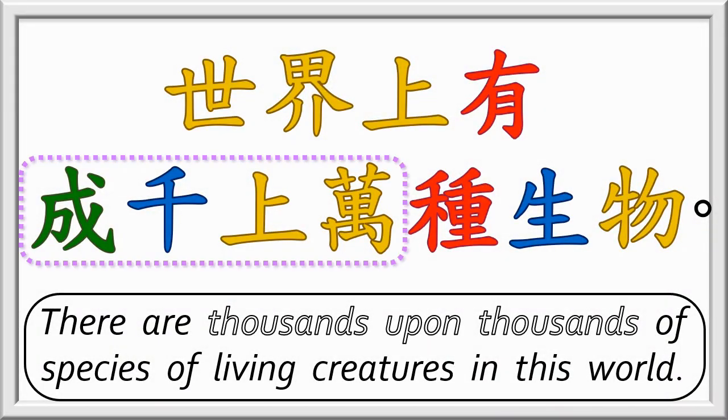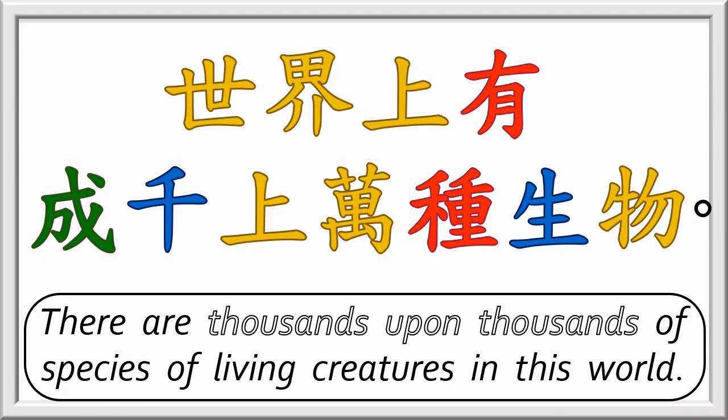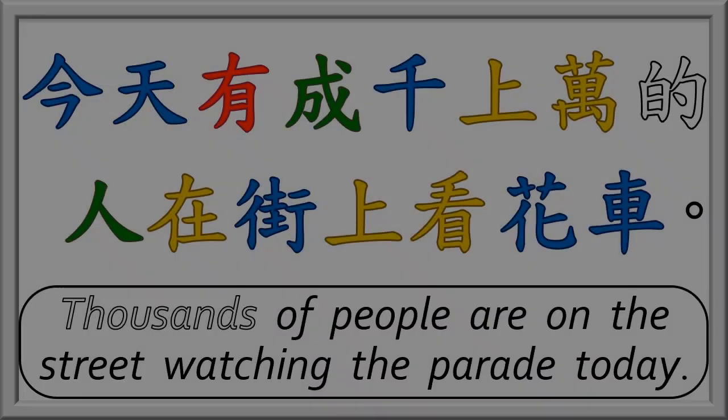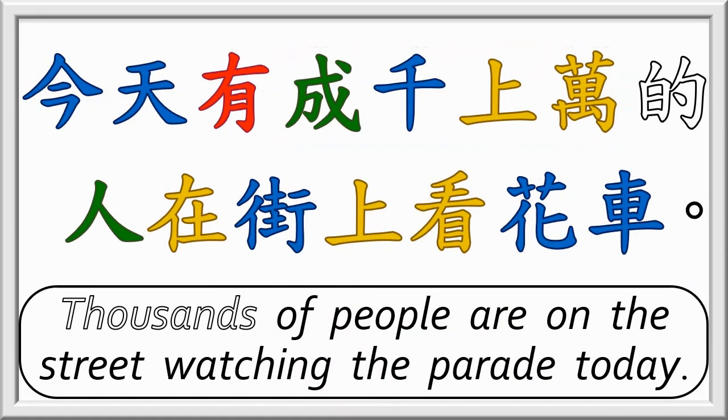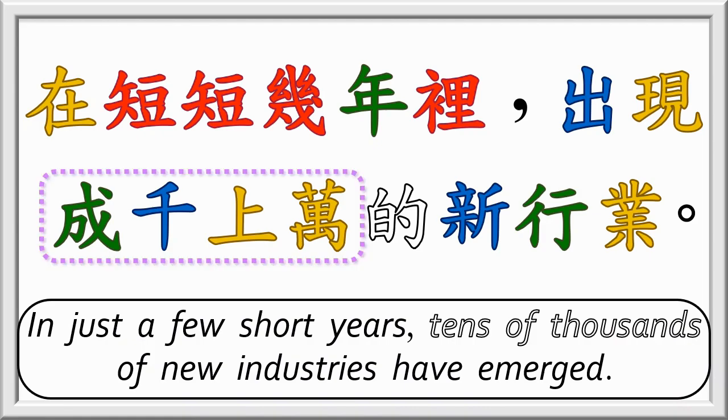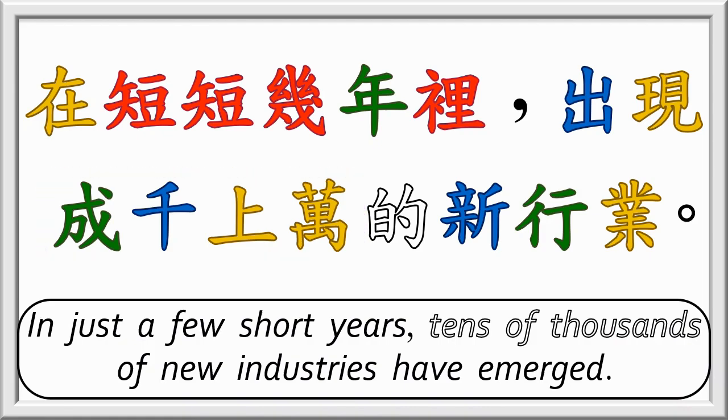The idiom for thousands upon thousands is 成千上万。世界上有成千上万种生物。There are thousands upon thousands of species of living creatures in this world. 今天有成千上万的人在街上看花车。Thousands of people are on the street watching the parade today. 在短短几年里，出现成千上万的新行业。In just a few short years, tens of thousands of new industries have emerged.